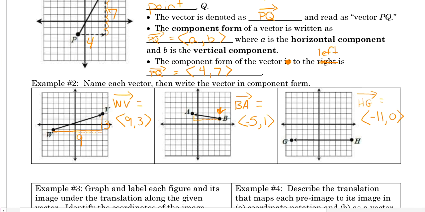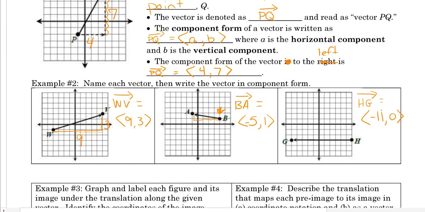So that's going to be the second value that's labeled. Okay, and then we can see that from B, the horizontal component is going to the left 5, which would be a -5 motion, and then we're going up 1, so that would be a +1. So the vector component would be -5, 1.